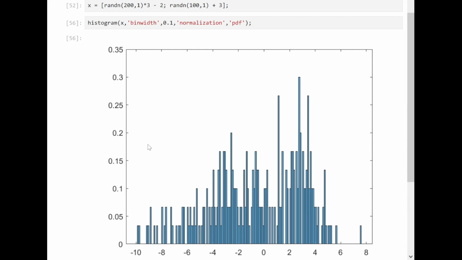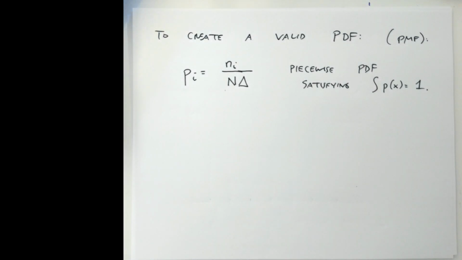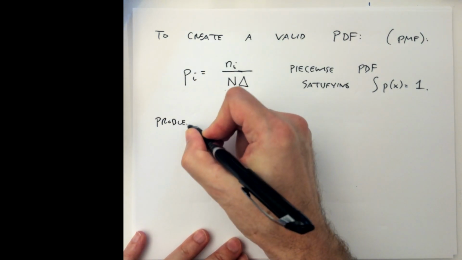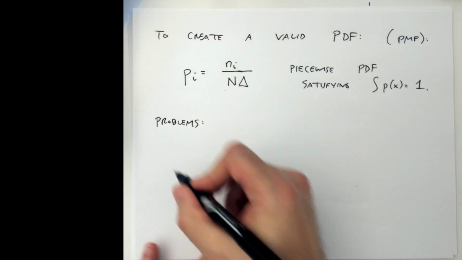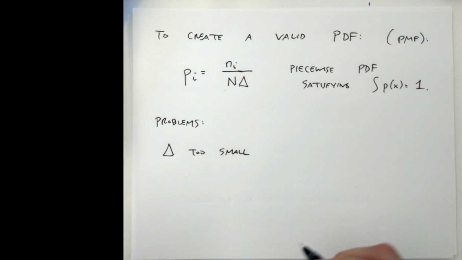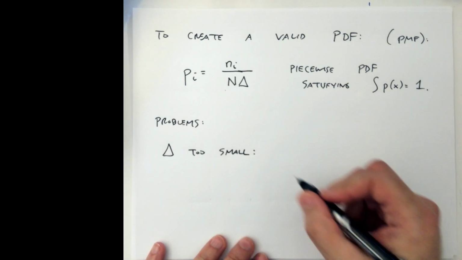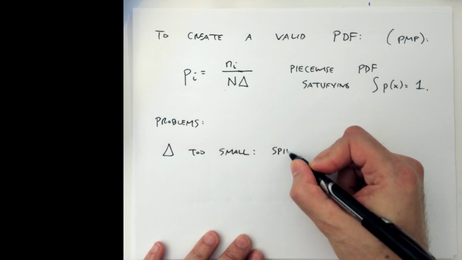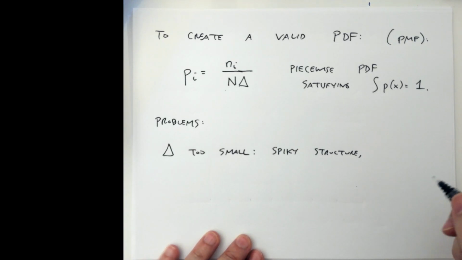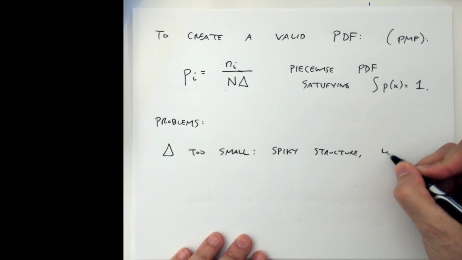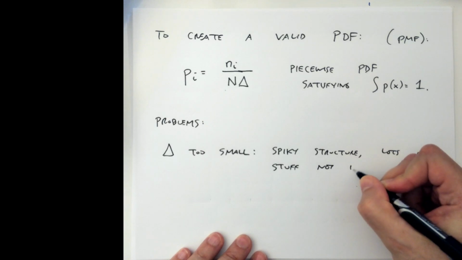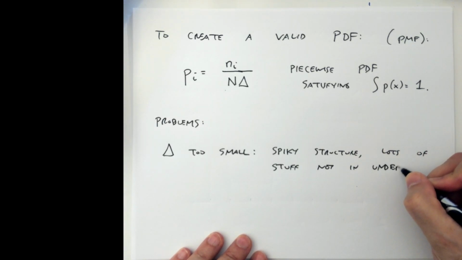But let me just write down what we noted. So the problems with this are that if my delta is too small, if my bin width is too small, then I get a spiky structure, lots of stuff not in the underlying true PDF.